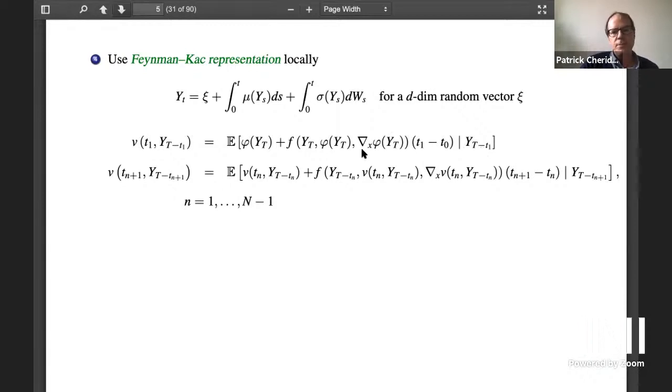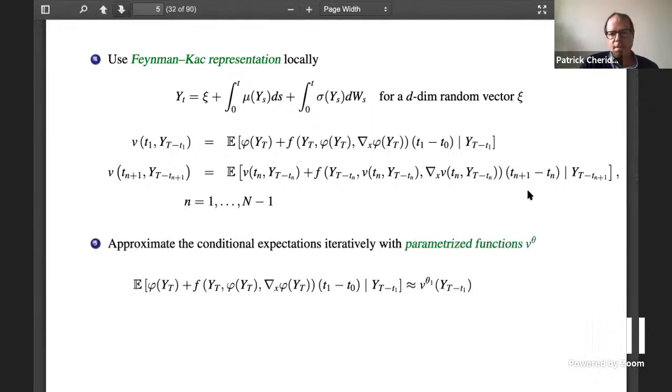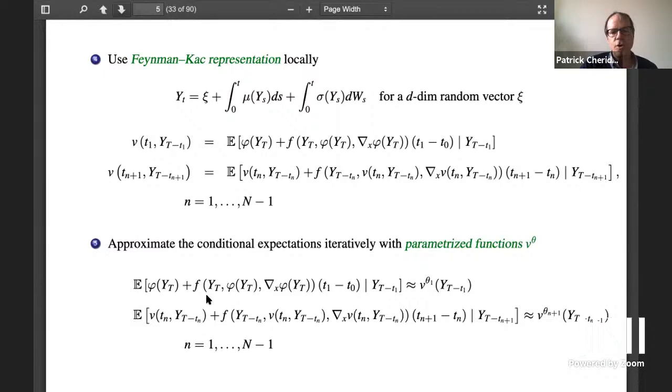But of course, numerically, we are now left with approximating these conditional expectations, which is non-trivial in high dimensions. The idea here is to approximate these conditional expectations with a parametrized family of functions v, parameterized with the parameter theta. So I approximate the first conditional expectation by v parameterized by the first parameter theta1, and so on over the other time steps.